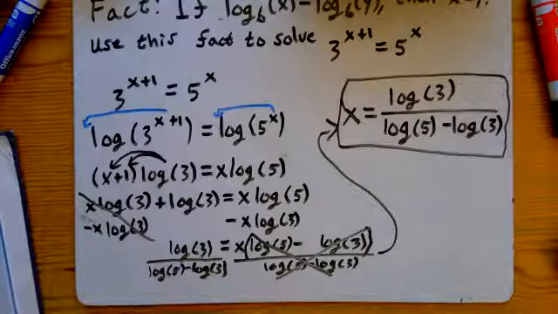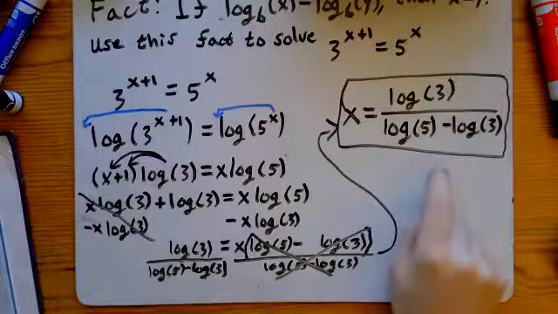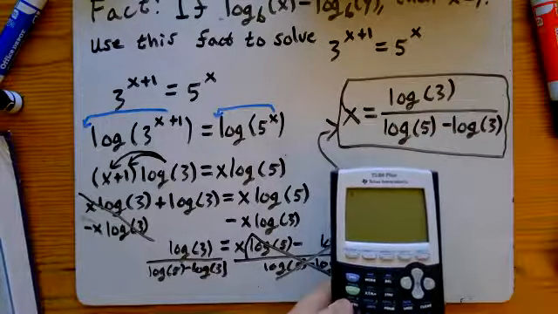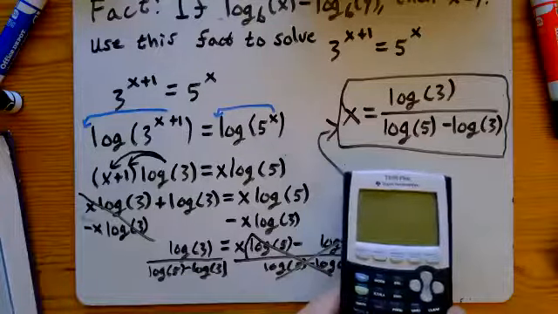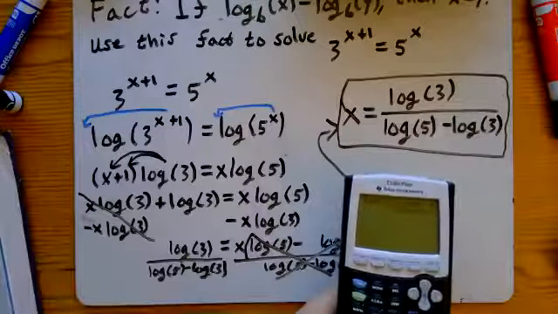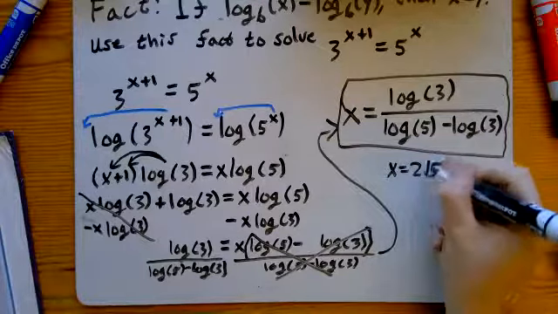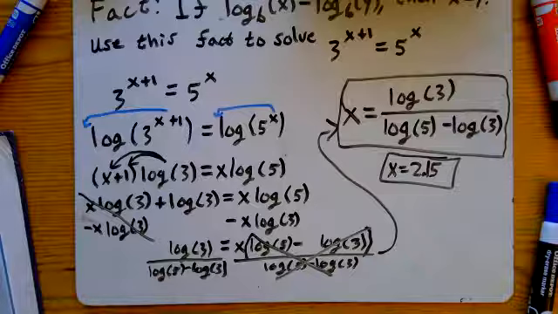Yeah, it's a little bit ugly, but life is like that sometimes. And we got it. And notably, this is something that is easily plugged into a calculator. X is on its own, and these logs are all logs of base 10, so I can just use the log button here. Log of 3 divided by log of 5 minus log 3, close that parenthesis. There we go, 2.15. Not too bad.